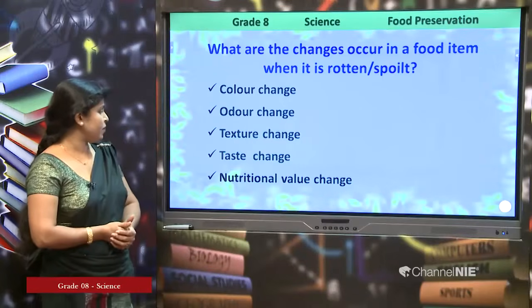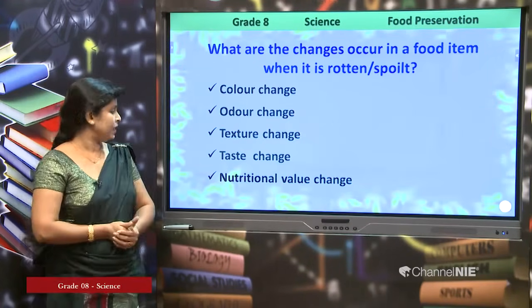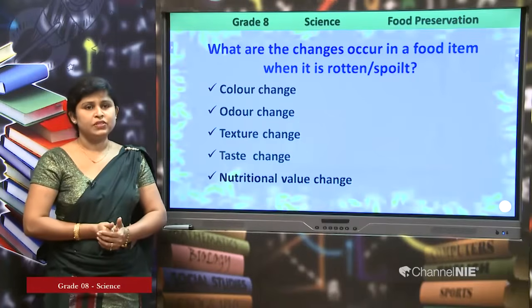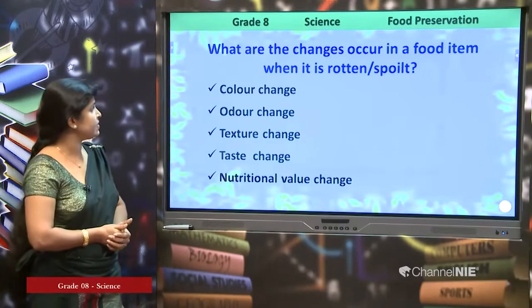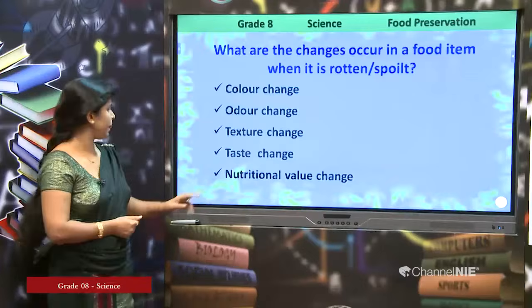And what can you say about the nutritional value of a spoiled food? The nutritional value also changes. Now, here are the changes that occur in a food item when it is rotten or spoiled. The color, odor, texture, taste and the nutritional value are changed.